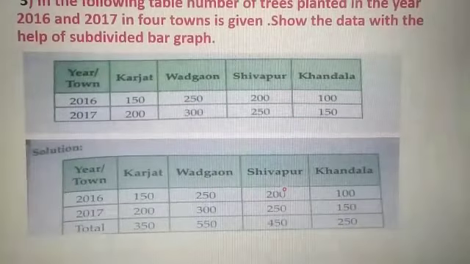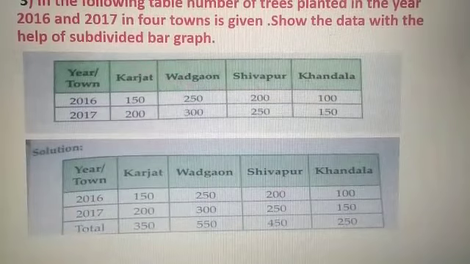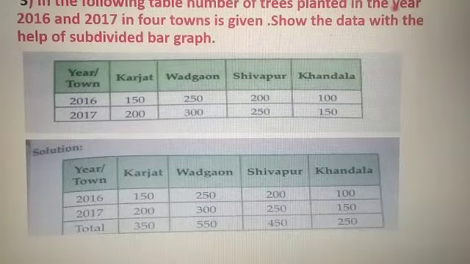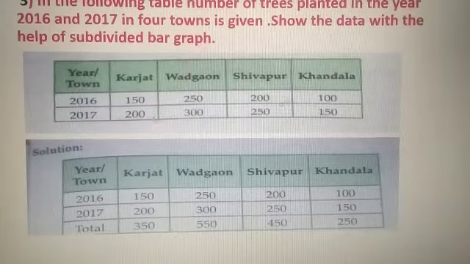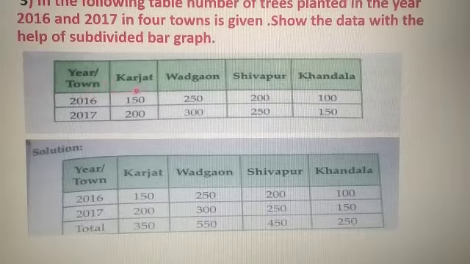Okay. Now third question. Third question is, in the following table, number of trees planted in the year 2016 and 2017 in 4 towns is given. Show the data with the help of a subdivided bar graph. Again page number 72. This table is given here. Year and town or village is given. So the first town or village name is Karjat, then Vadgaon, then Shivapur, and then Khandala. Now the years are given, 2016 and 2017.